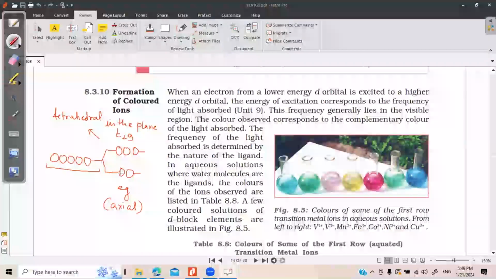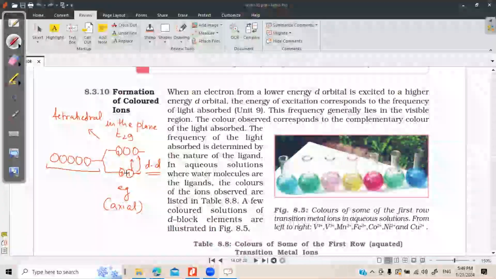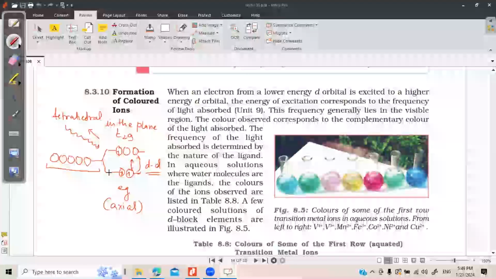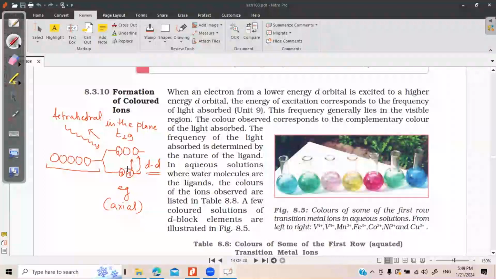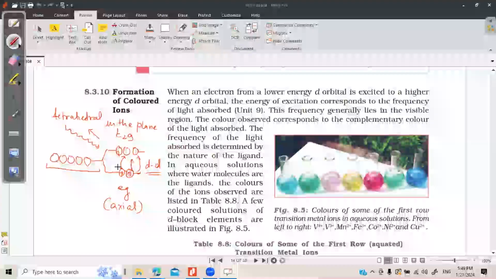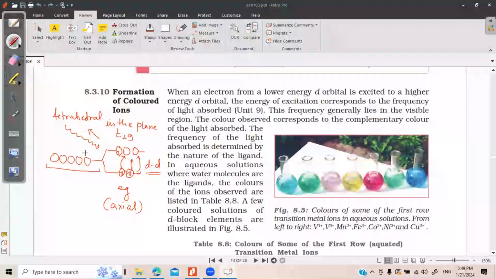Now, an unpaired electron transits from d to d, from here to here. It keeps on jumping. We call it d to d transition of electrons. Hence this word, transition element. So when sunlight falls on such complexes, electrons jump from a lower level to a higher level of d orbitals only. So certain frequencies, wavelengths, are absorbed in this absorption of energy, and the other frequency is reflected back.